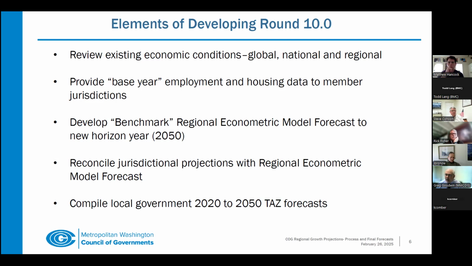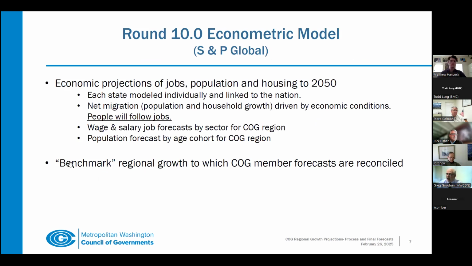Again, we did produce a new econometric model forecast, and that provided an alternative set of regional numbers, 2020 to 2050. And again, we did reconcile the jurisdictional projections with the regional econometric model. And then, as a final product round, we did receive the TAZ level data from our local governments. So again, just a little bit about our data for the econometric model.